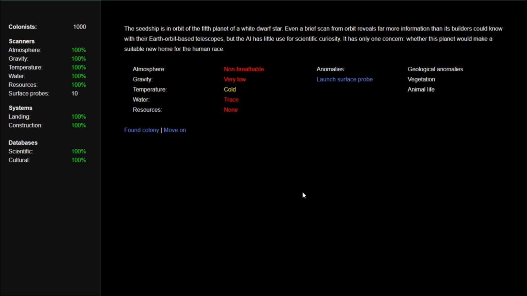Even a brief scan from orbit reveals far more information than its builders could know with their Earth orbit-based telescopes. But the AI has little use for scientific curiosity. It only has one concern: whether this planet would make a suitable new home for the human race.